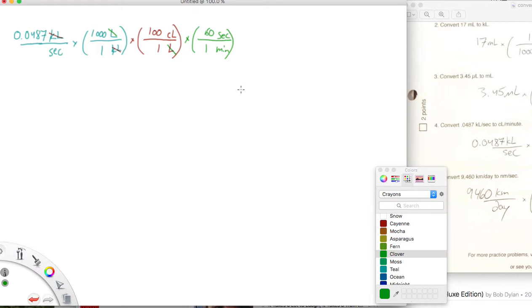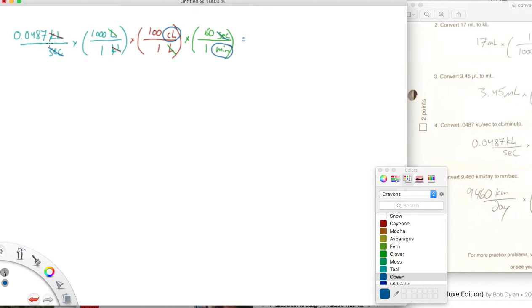Now if I write this conversion factor down, this is fantastic, because since there are seconds in the top and seconds in the bottom, I can cross those units off, and now we're left with the final units of centiliters and minutes. Centiliters are on top and minutes are on the bottom, which is what I wanted. Fantastic.